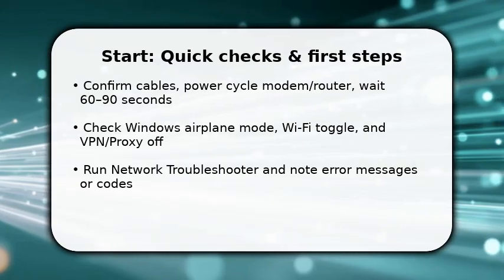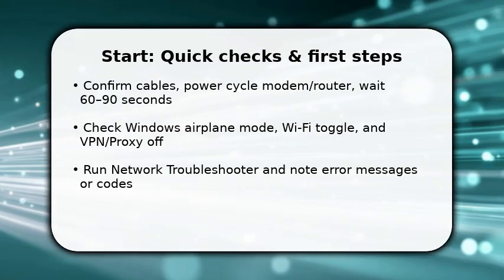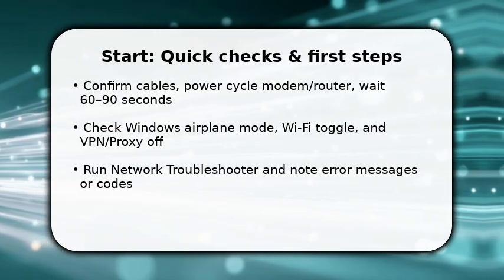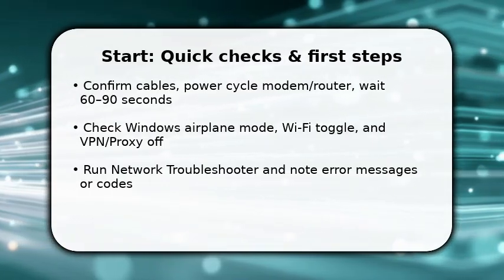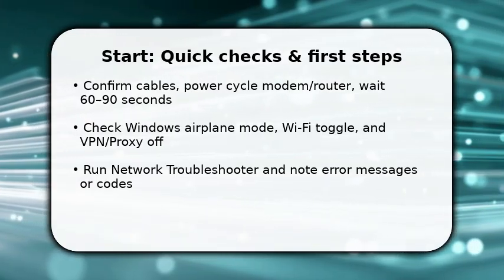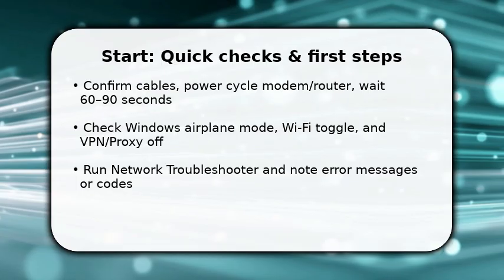You're going to start immediately. Confirm the Ethernet or power cables, then power cycle the modem and router. Wait 60 to 90 seconds before restarting. Next, disable airplane mode, turn Wi-Fi off and turn off any VPN or proxy so they're not interfering.